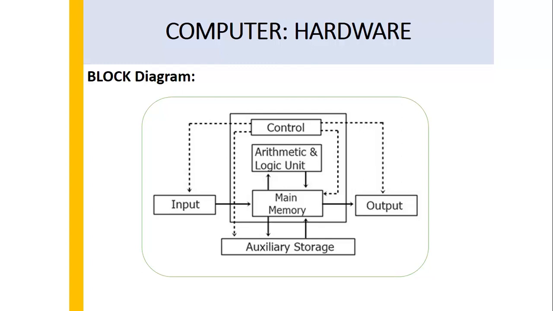So going to the first level at the bottom, we have hardware. Now we'll try to understand the hardware components of the computer. Here's a block diagram of a computer, right? It has input, output, and a CPU in between. It's called the central processing unit, which consists of 3 things: the control unit, the arithmetic and logic unit, and main memory. We also have some extra memory required by a system as auxiliary storage or secondary storage.